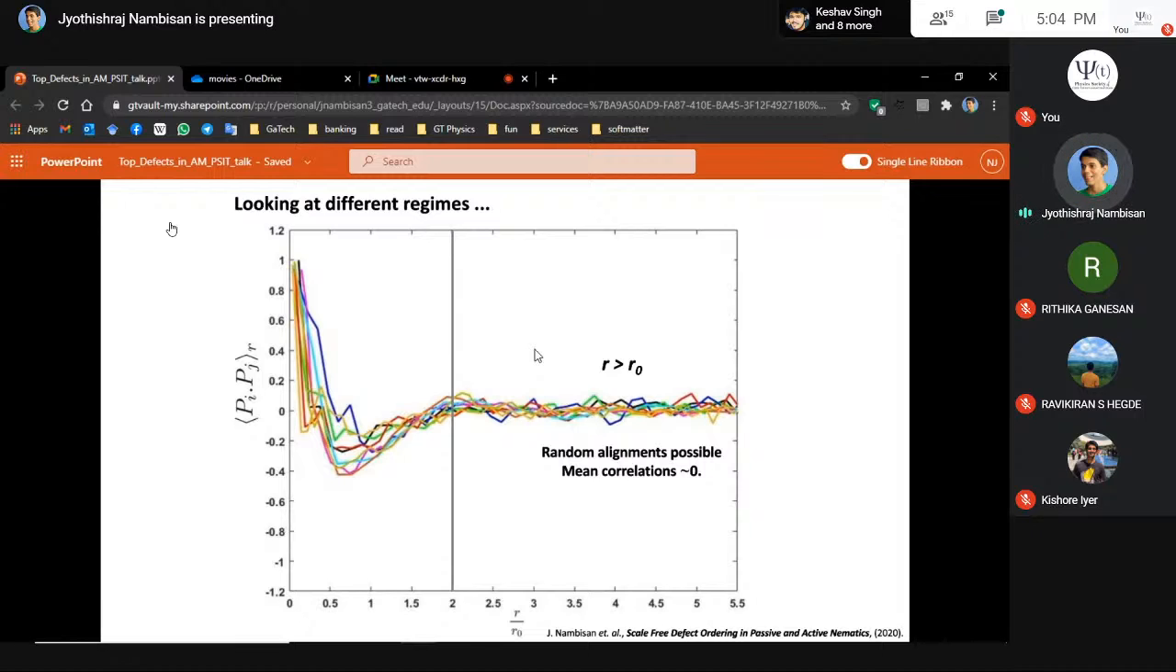But when the defects come closer and closer, you know that these are topological defects defined by the director field. And the director field is defined by the local alignment of the fibers itself.